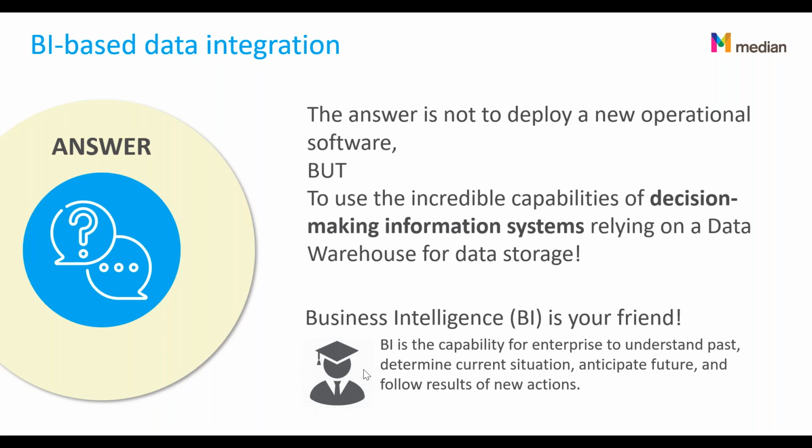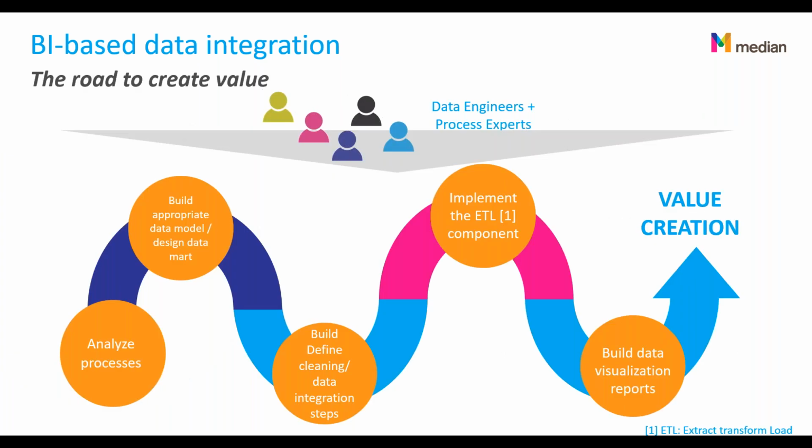And just because this word is the number one star of the presentation, BI means the capability for the enterprise to understand the past, determine the current situation, anticipate the future, and follow the result of new actions. So that being said, now how it works. First, you will need a team, and it's quite important. It's not an easy topic, and we need to have both data engineers and experts of the processes working together. Then let's summarize through this slide the main 5 steps to be able to perform the data integration.